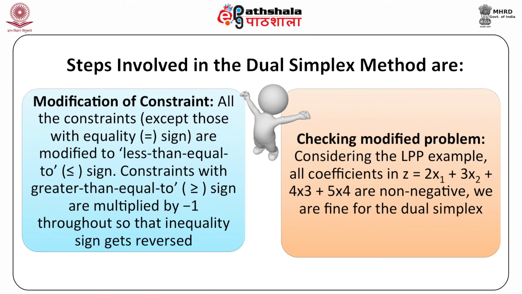Steps involved in the dual simplex method. First step, modification of constraints. All the constraints except those with the equality sign are modified to less than or equal to sign. Constraints with greater than or equal to sign are multiplied by -1 throughout so that the inequality sign gets reversed. Finally, all these constraints are transformed to equality sign by introducing the required slack variables.